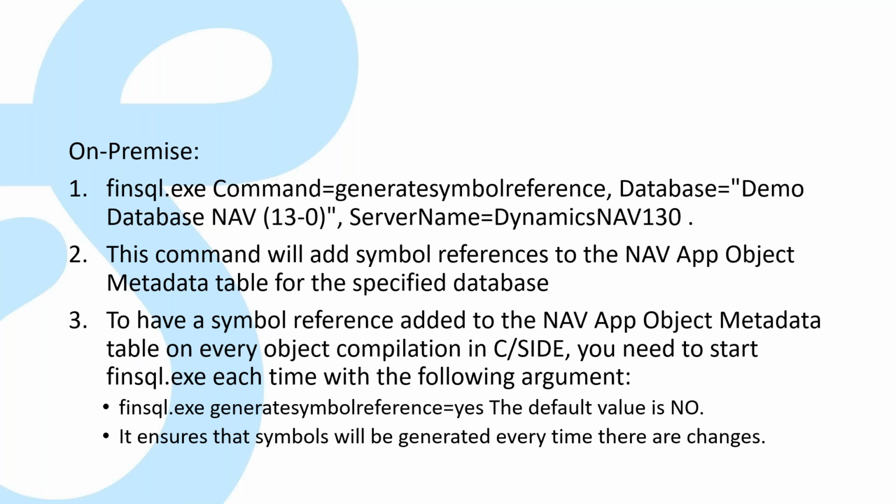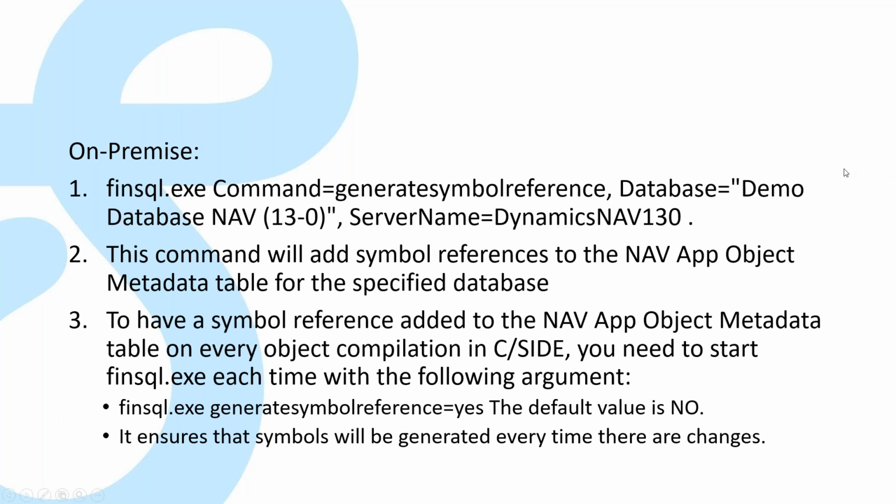And then we can download those symbols from Visual Studio Code. If there is no symbol generated, Visual Studio Code will just download, let's say, an empty file. And in order to make symbols every time we compile an object or modify an object, we have to do one more thing. We have to add a flag for our FinSQL executable file to generate symbol reference and set it to yes. It will ensure that the symbols will be generated every time there are changes.